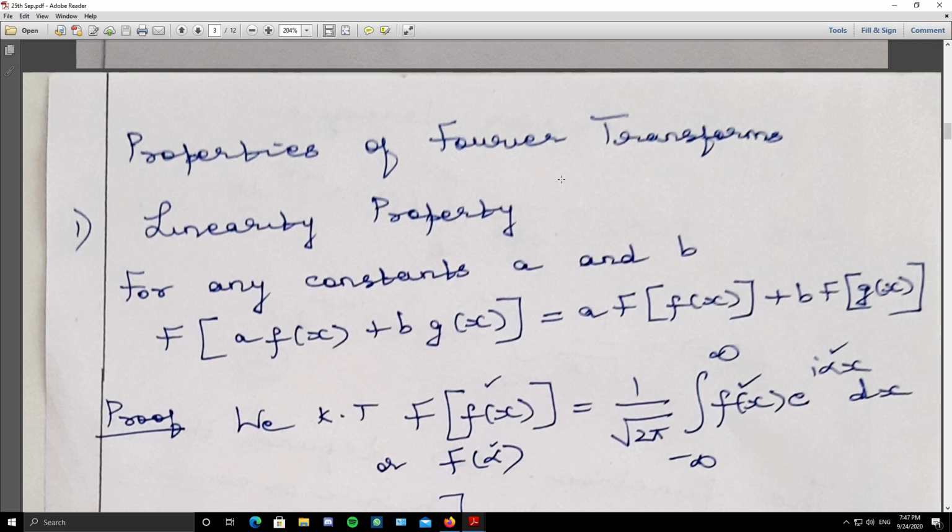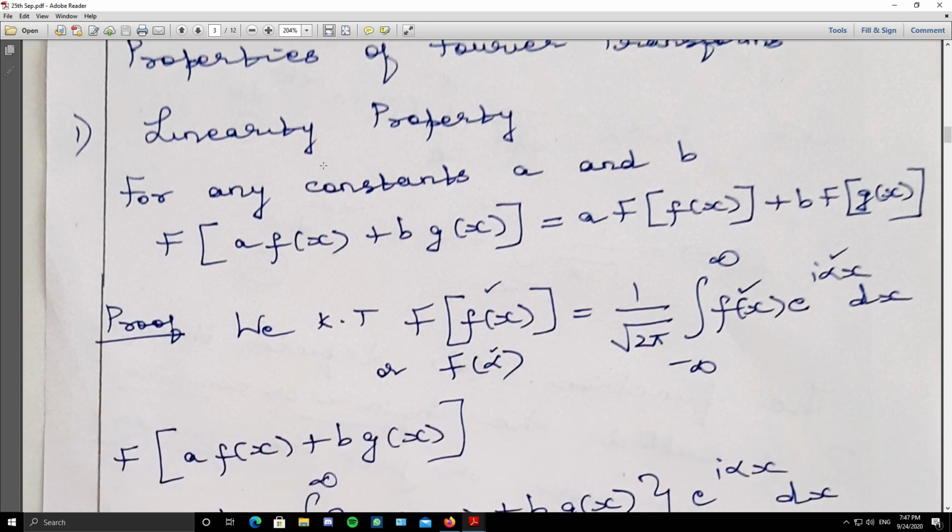Now we will get into the properties of the Fourier transform. First one, linearity property. See, any concept you take, you will have the basic operations, like addition. Say, for example, from numbers you have basic operations: addition, multiplication, subtraction, division. Even in algebra, you had sum of two variables, product of two variables, multiplication, division. Same thing, here you have the linearity property.